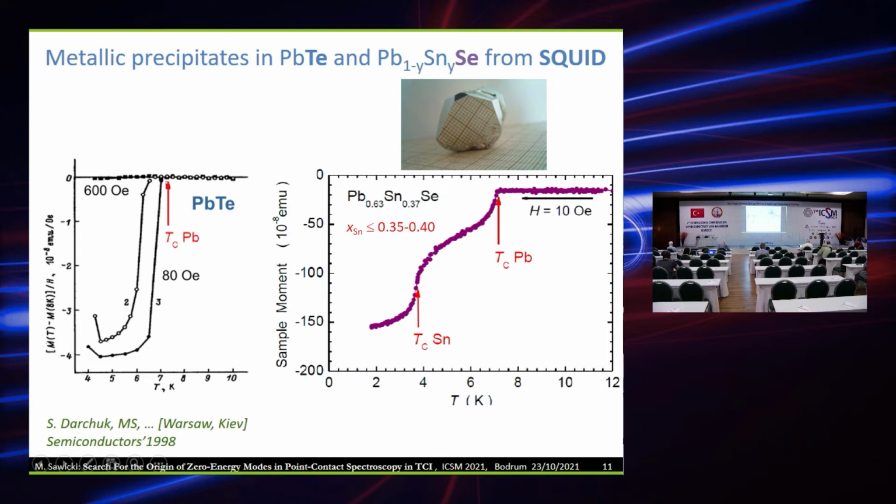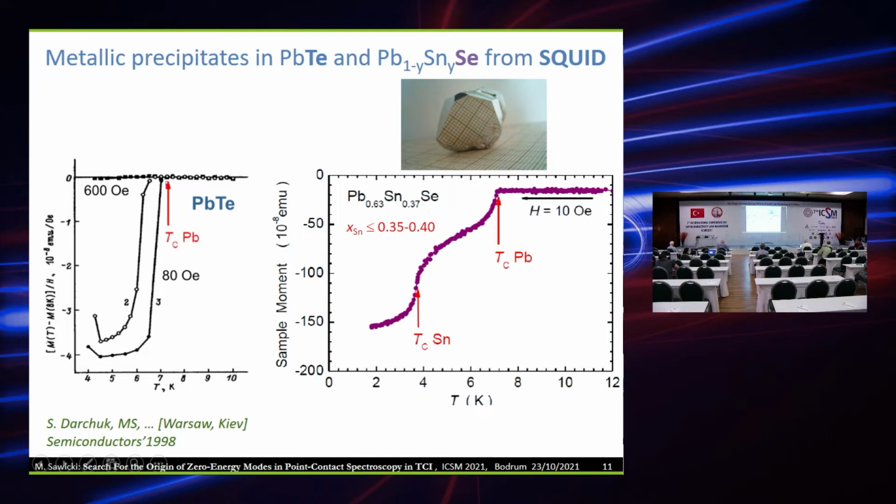If this didn't work, we use SQUID magnetometry, because if there are superconducting precipitates, we should see them as a diamagnetic shift. This is an example of lead telluride, and these are studies more than 20 years old. The material was grown by a completely different method. It's also bulk samples, where clearly you see an onset of diamagnetism at the temperature which corresponds to the critical temperature of lead. So if there are precipitates in the material, we should see them.